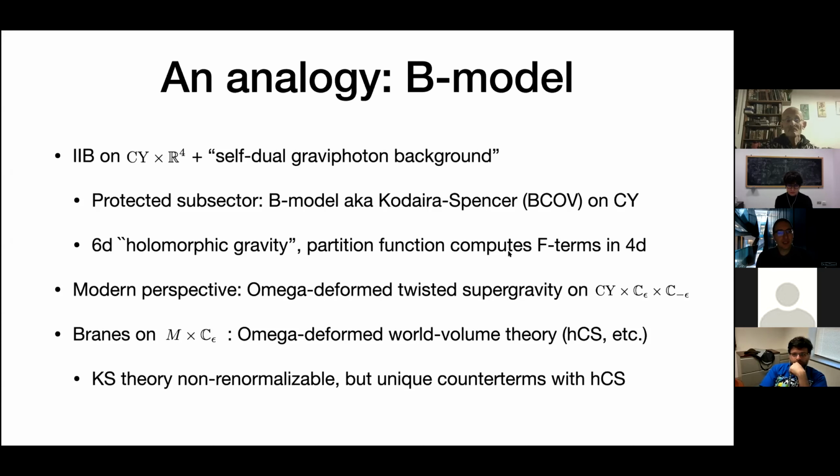So, for example, the Kodaira-Spencer theory at first sight is non-renormalizable. After all, it's a theory of gravity. But surprisingly, the counterterms order by order in perturbation theory are fixed uniquely by the requirement that this can be coupled to holomorphic Chern-Simons theory. At least that's how I understand some work done by Costello and Li, I think. Sorry, I might get this citation wrong, so ignore what I said. But conversely, the worldvolume theories on the branes are very constrained by the fact that they can be coupled to Kodaira-Spencer theory.